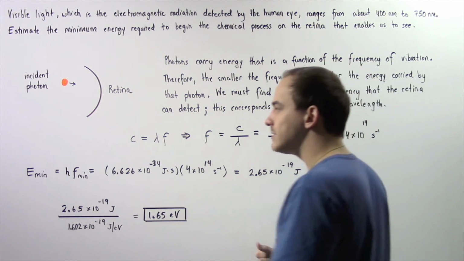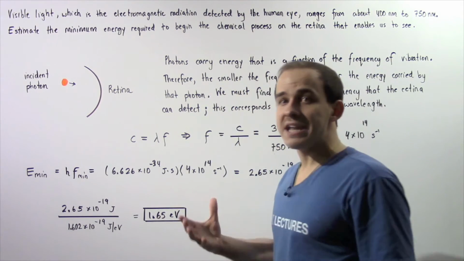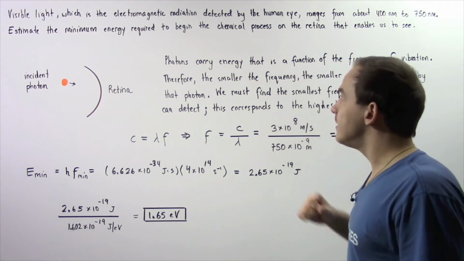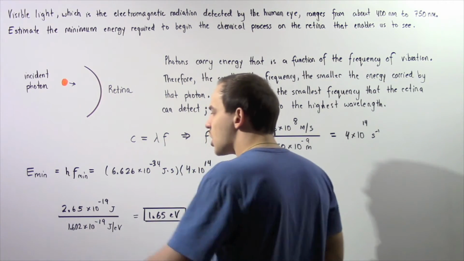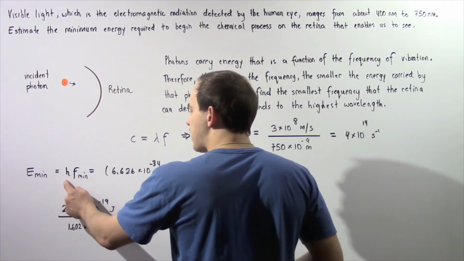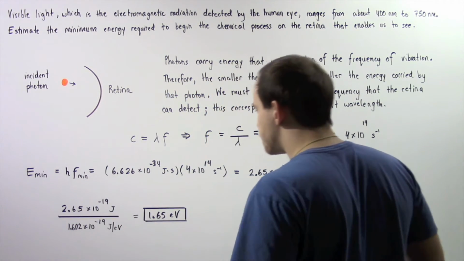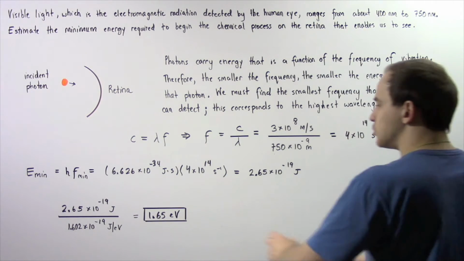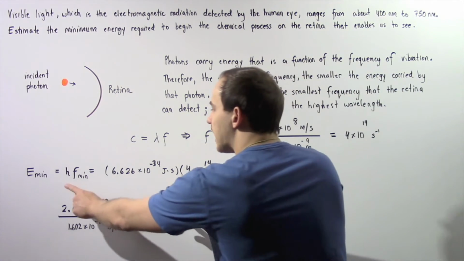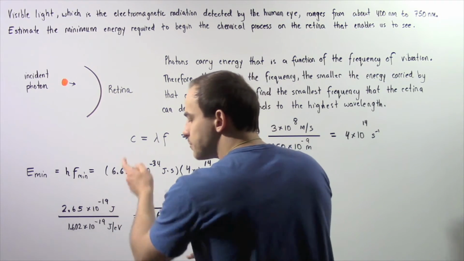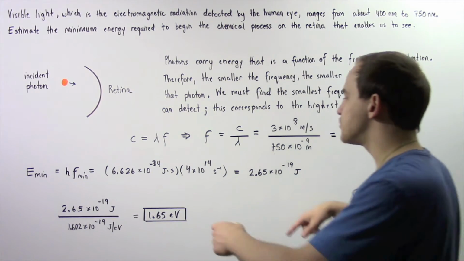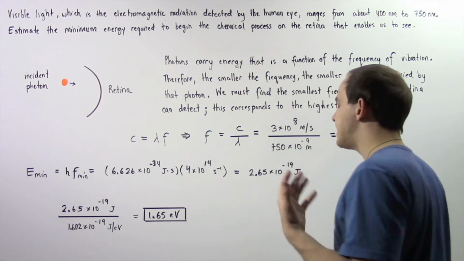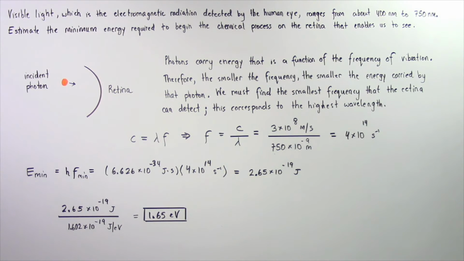Now we can use that to calculate the minimum energy that our photon can carry and still cause that chemical process on the retina of the eye. So the minimum energy is equal to h multiplied by the minimum frequency, which was calculated in this section. So this quantity multiplied by h, Planck's constant, 6.626 times 10 to the negative 34 joule seconds, the seconds cancel, and we're left with an energy of 2.65 times 10 to the negative 19 joules.